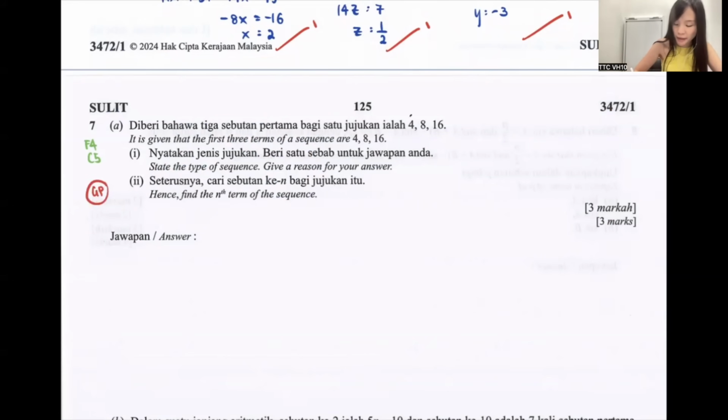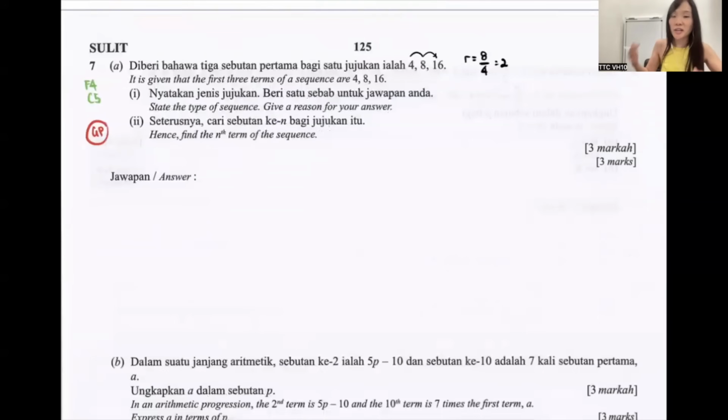So 4 becomes 8, 8 becomes 16. Isn't it? That means the common ratio will be 8 divided by 4. I think the common ratio will be 2. That is what you should understand. So now the A1, they say what? State the type of sequence. Oh, sorry, I already answered you guys, my dear. Isn't it? This is a geometric progression.